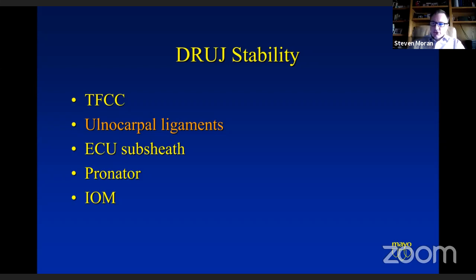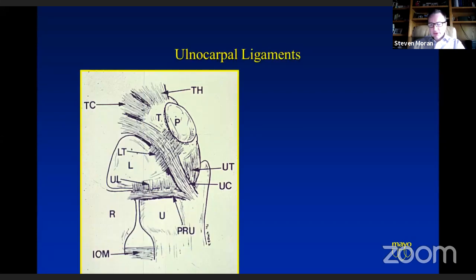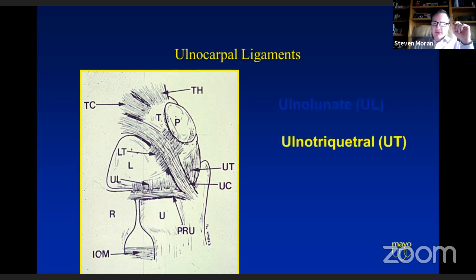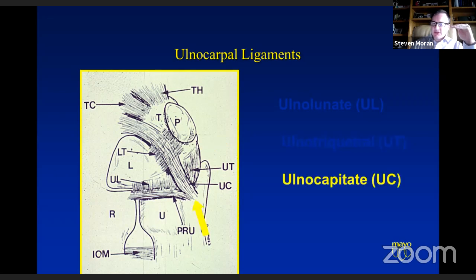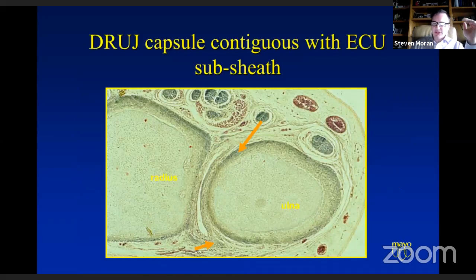The other areas that contribute, just like in the scapholunate ligament, the secondary stabilizers, are the ulnar carpal ligaments, the ECU subsheath, and the pronator. The ulnar carpal ligaments are palmar structures. So if patients injure these, they're going to have pain usually in the ulnar snuff box and towards the FCU. And I'll show you how to examine for that. The important ligaments are the ulnar lunate, the ulnar triquetral, and the ulnar capitate ligaments. And again, these all originate from the volar rim of the TFCC and then pass onto the carpus.